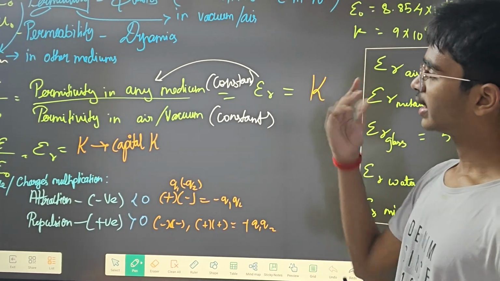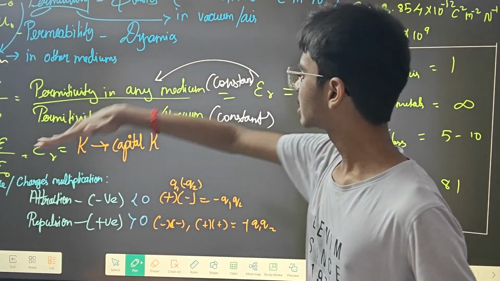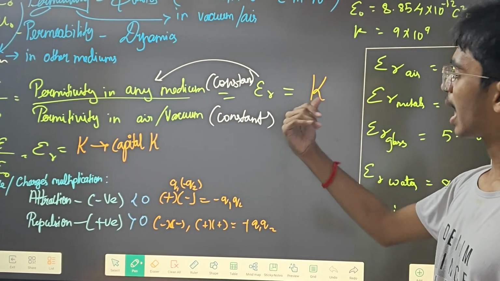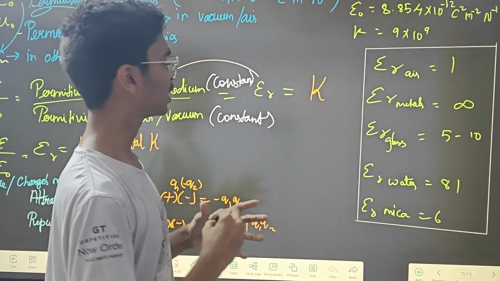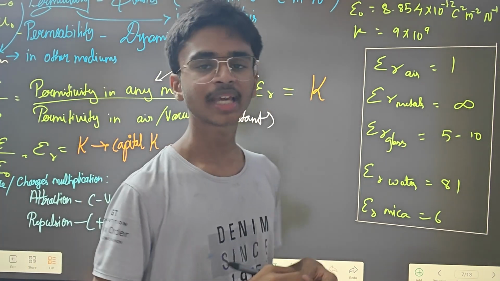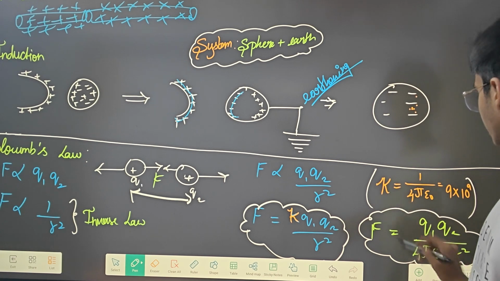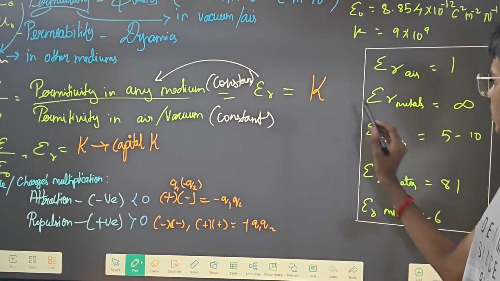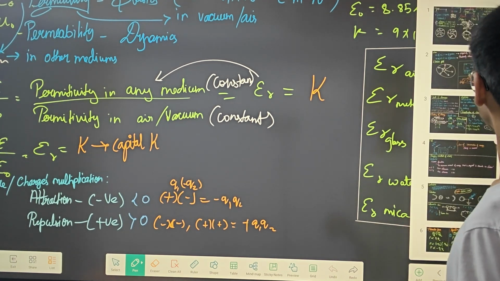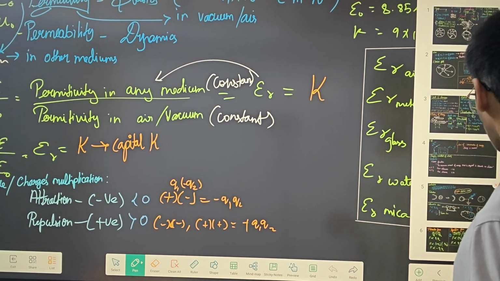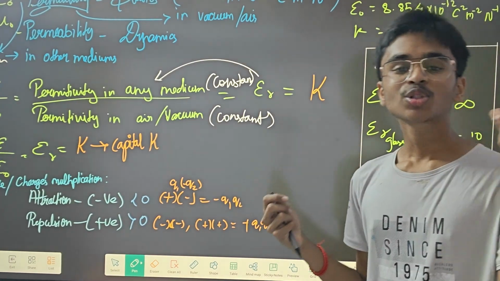When you divide either this epsilon or this epsilon m by this epsilon naught, that gives you epsilon r, which is relative permittivity. Very important, we'll be using it in many places. So epsilon r is equal to k. Here we have said two k's, right? This k is actually capital K, and this k is actually not capital K. This k is actually small k, whereas this K is capital K. That means the two K's aren't the same.